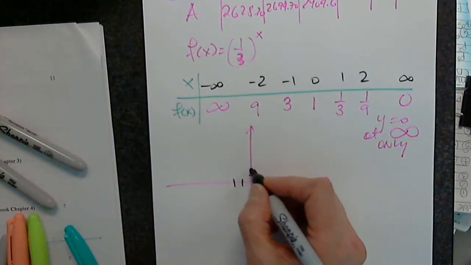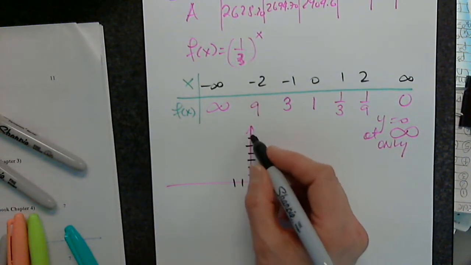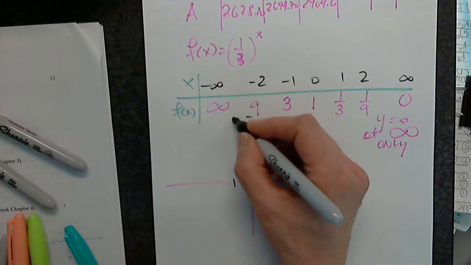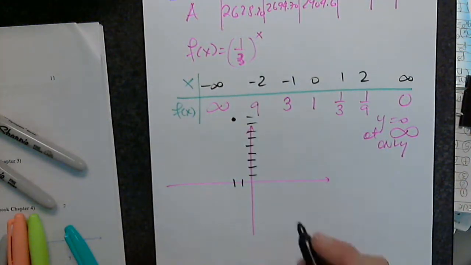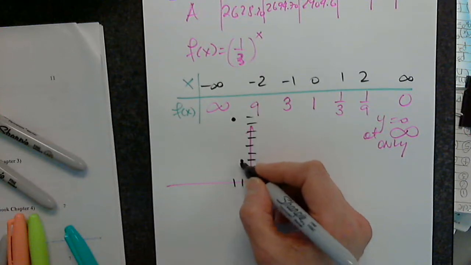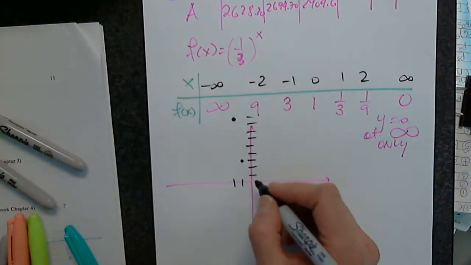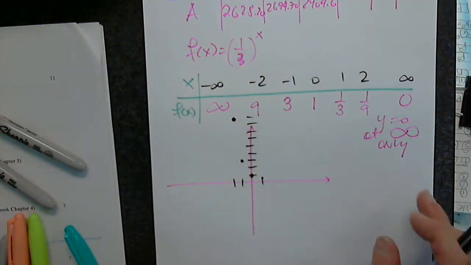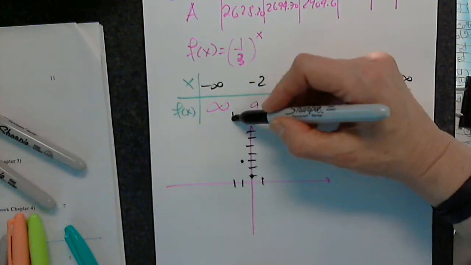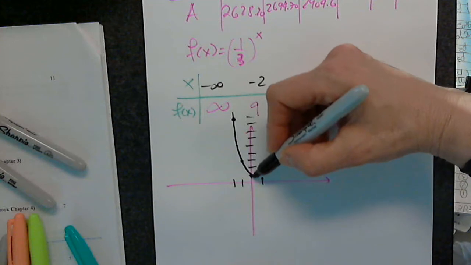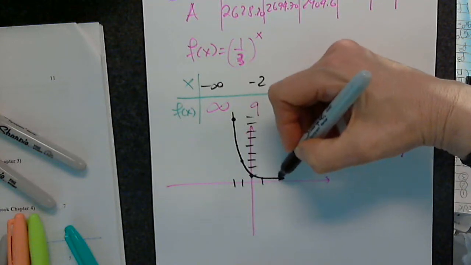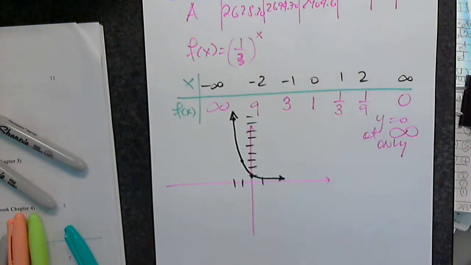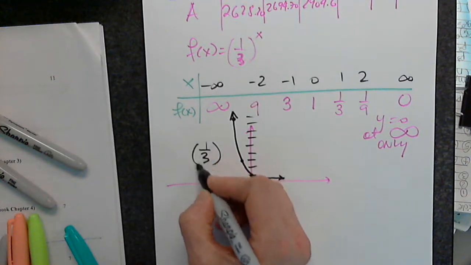-2, 9, 1, 2, 3, 4, 5, 6, 7, 8, 9. -1, 3, 0, 1, 1, 1/3, and then I get in trouble beyond that. So this is the graph of 1/3 to the x.